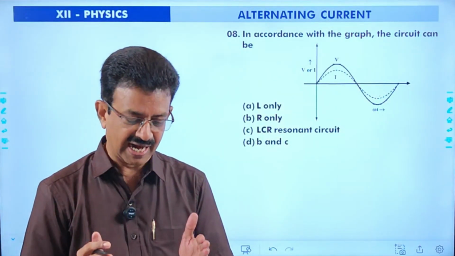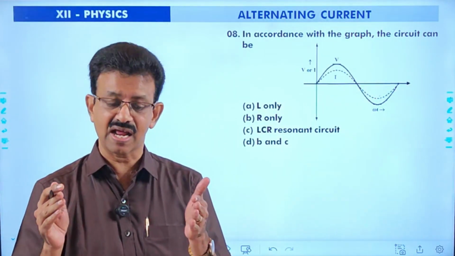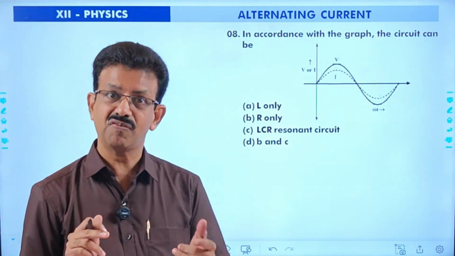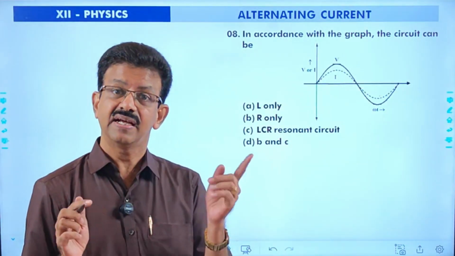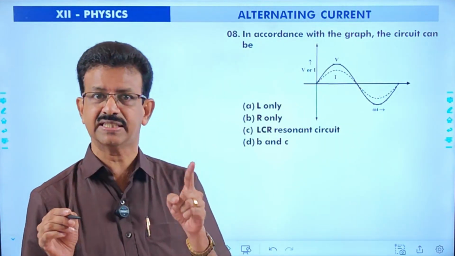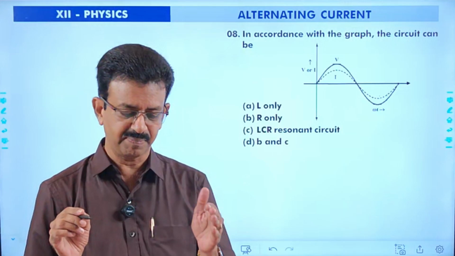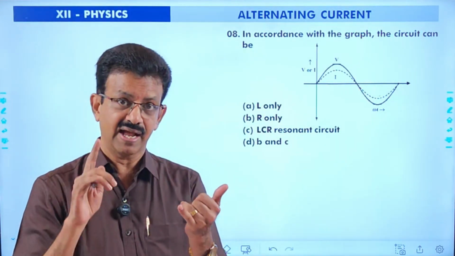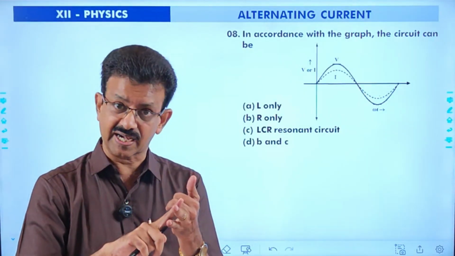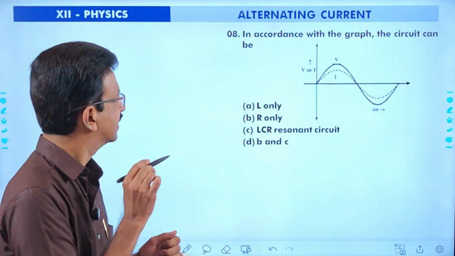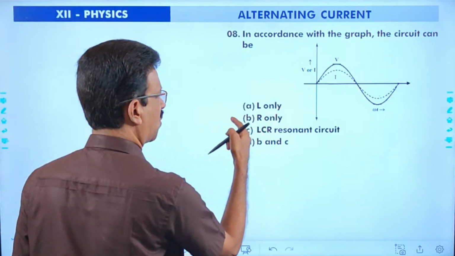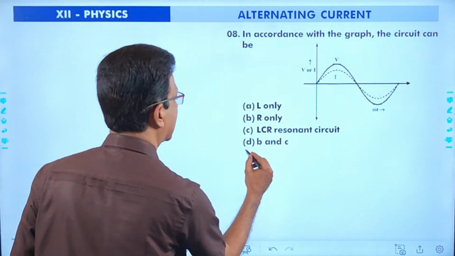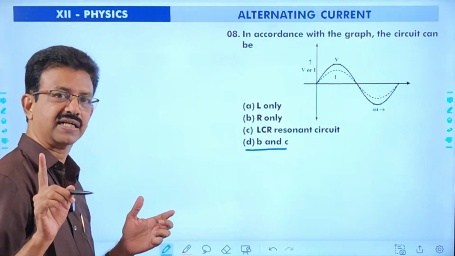Question number 8 is also associated with a graph. From the graph, we can identify that the voltage and current are in phase. Such a situation occurs for the case of R only, and also in an LCR resonant series circuit. Therefore, in accordance with the graph, the circuit can be either R only or an LCR resonant circuit. Let's go through the choices. L only is wrong, R only is correct, and the LCR resonant circuit is also correct. Then choice D is the correct answer.